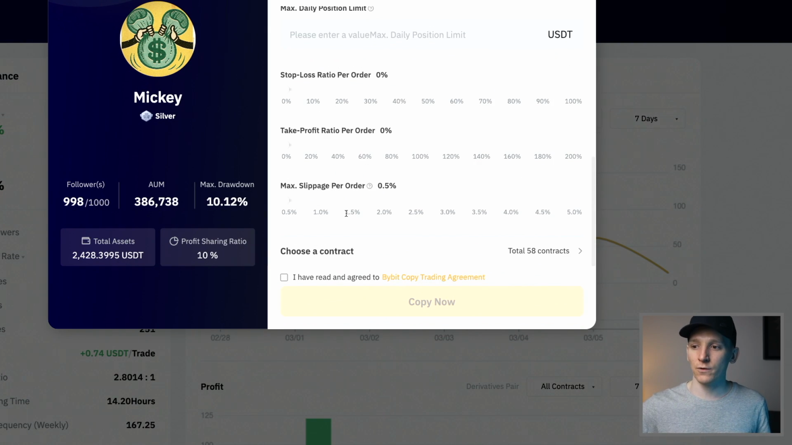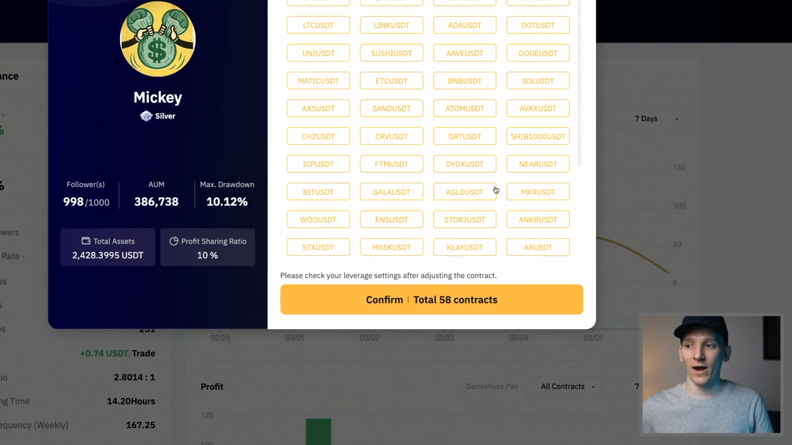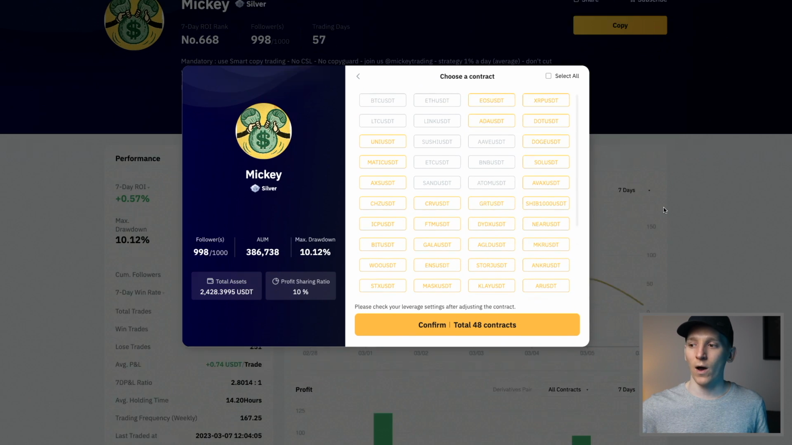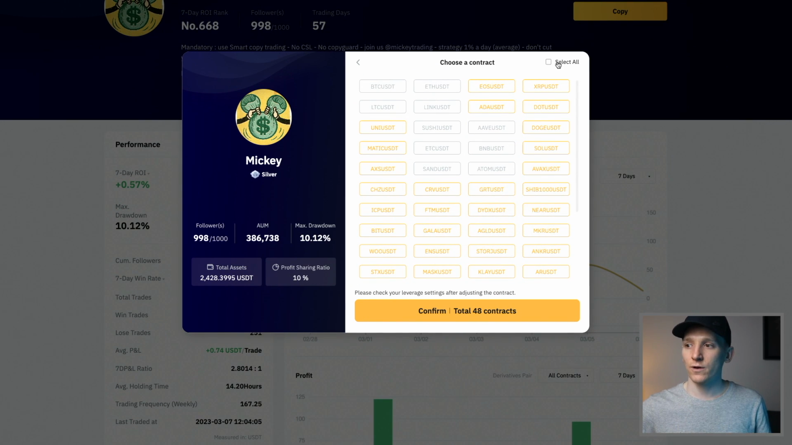Now, what you can also do, which is good, is to choose which assets you actually are comfortable trading. So if you just click these off, then you won't trade any of the assets that you think there's no real reason why you want to trade anyway. But you can look at the background of the trader to see what assets they're trading generally. You can select all, you can select one of them.